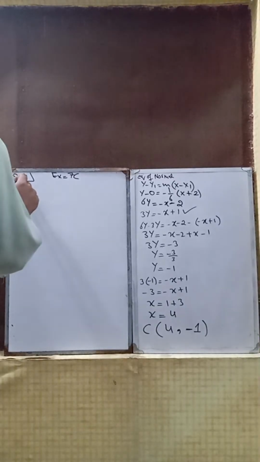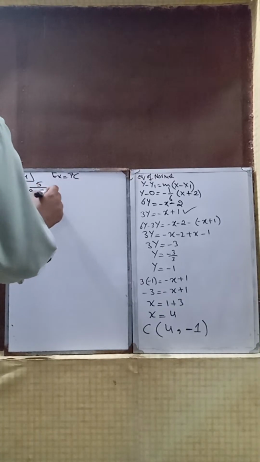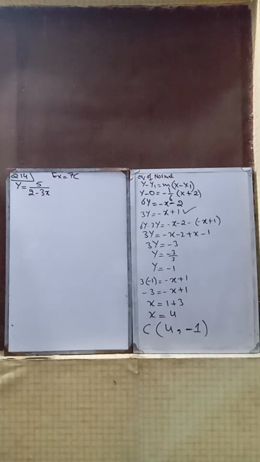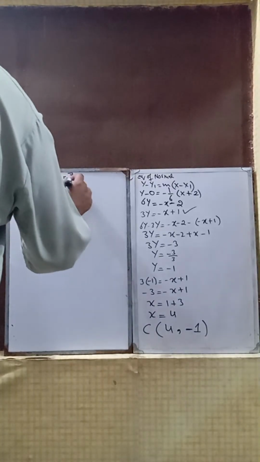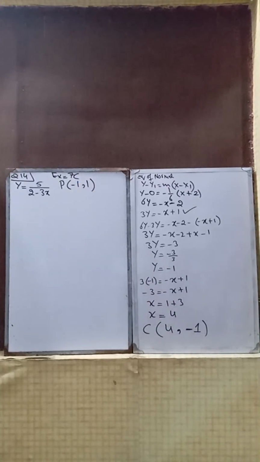Here a curve is given, which is y equals to 5 divided by 2 minus 3x, and passes through the point P. Here a point P is given. The curve passes through this point. It is minus 1, comma 1. Find the equation of the tangent to the curve at the point P and find the angle this tangent makes with the x-axis. Okay. So we can find this.